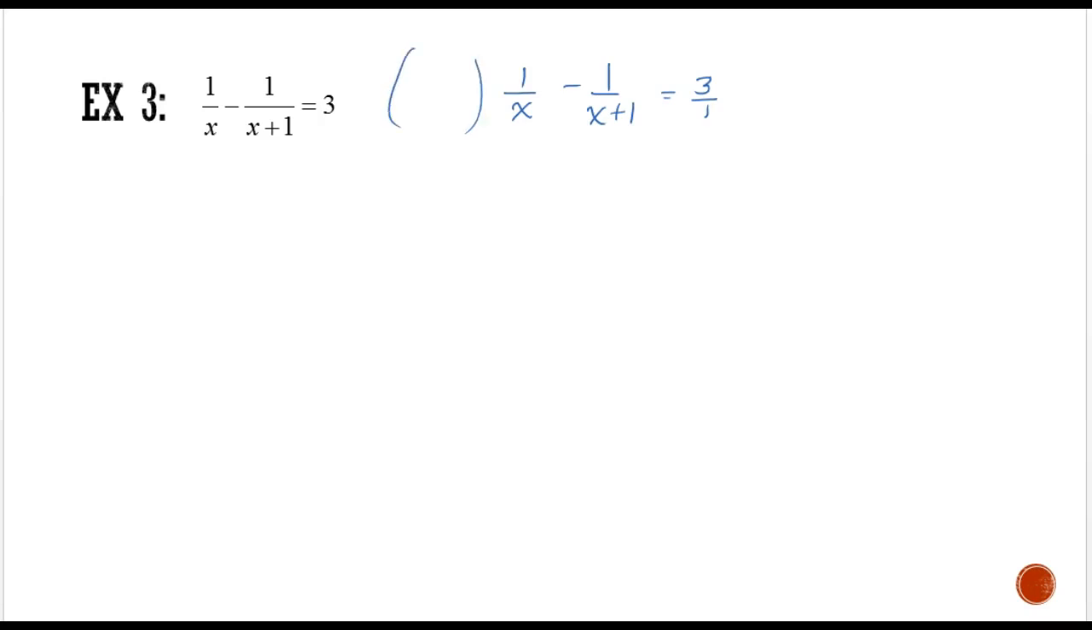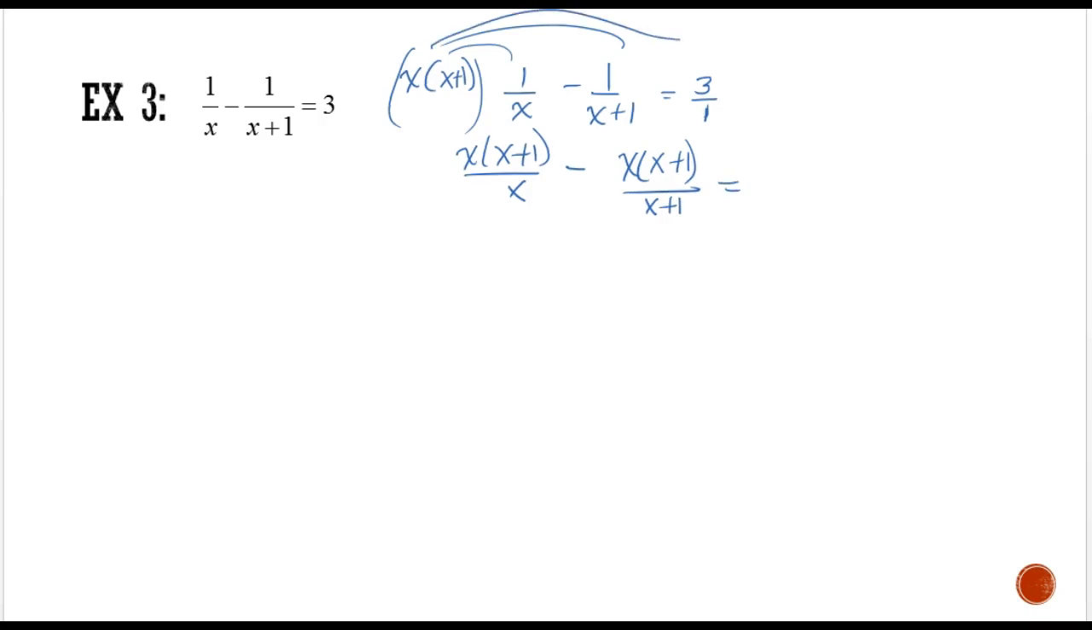So if we multiplied our denominators together, we would have x times x plus 1, right? That 1 doesn't change anything. So if I multiply all of these, if I multiply this by x plus 1 over x plus 1, and I multiply this over here by x times x plus 1 over x plus 1, and I got to multiply it all the way over here too, this becomes 3x times x plus 1.